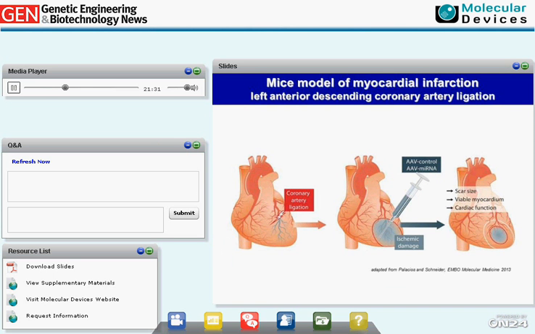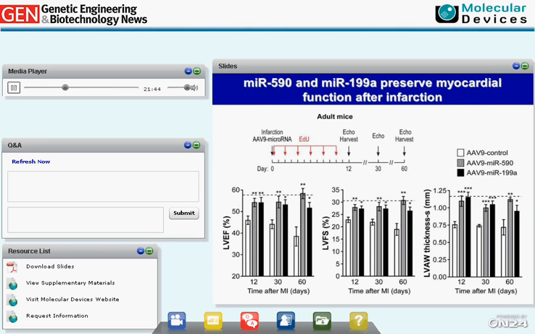And then at different times after the infarction, we evaluated the scar size, the percentage of viable myocardium, and also cardiac function using echocardiography. So in this slide, I'm showing you the results. This was a follow-up of 2 months, and you can see these three groups of graphs are three parameters of heart function. From left to right: left ventricular ejection fraction, fractional shortening, and thickness of the wall.